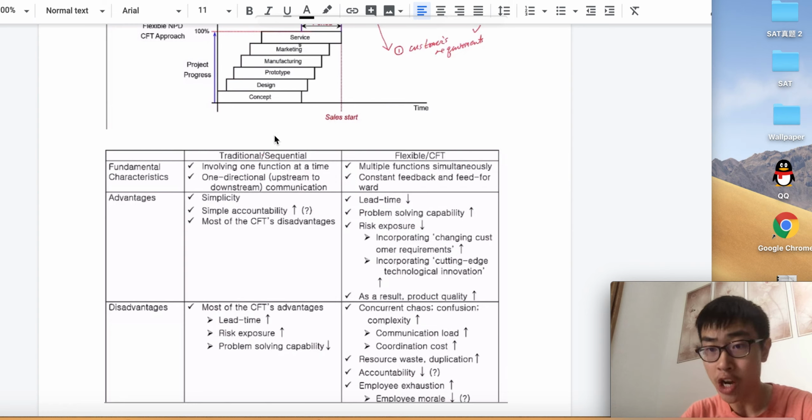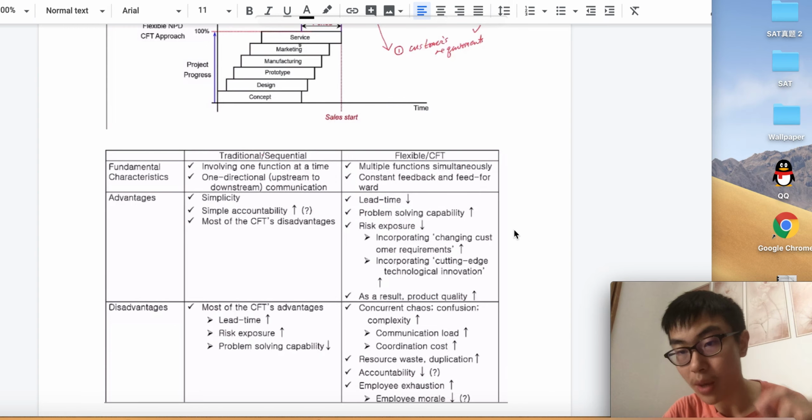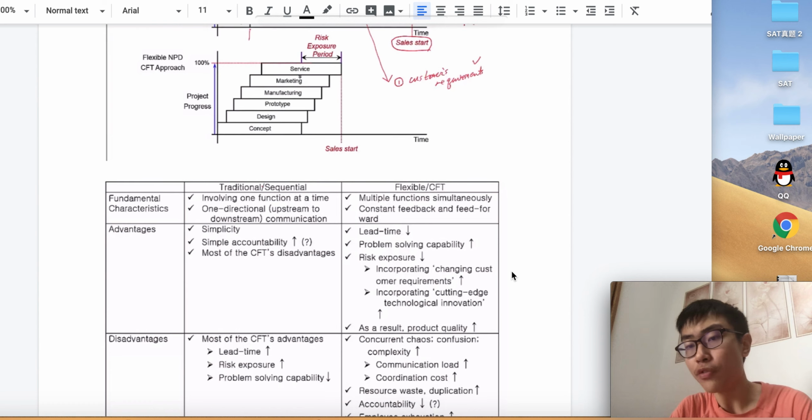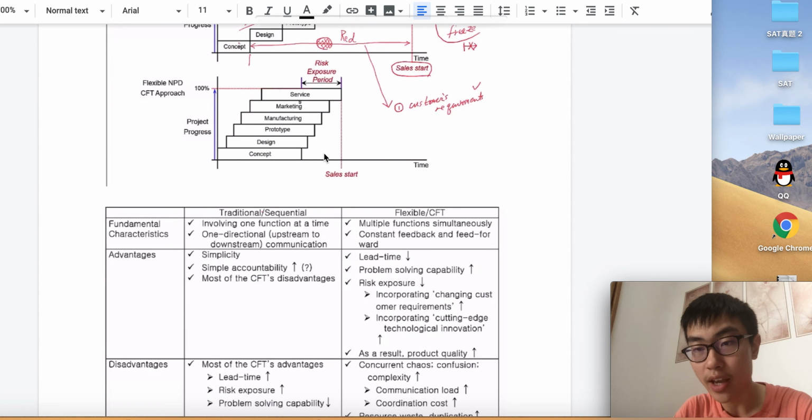because we're doing concurrent engineering, and we're incorporating changing customers' requirements inside our approach, because once there's any change of customer requirement, we can make changes. And we're incorporating cutting-edge technological innovation. We have innovation involved because there's a feedback stage. So even if customer requirement is not changed, at every stage our team members can provide advice to other teams below, to our downstream, giving some downstream feedback.